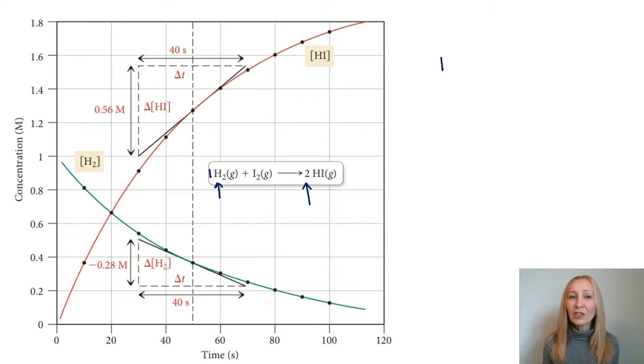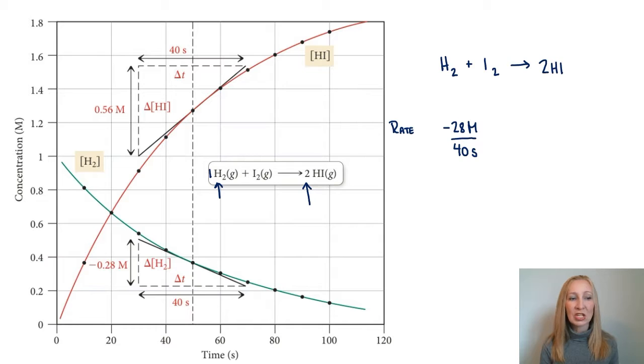We have hydrogen combining with iodine to give us 2 molecules of hydrogen iodide. So it's a 1-to-1-to-2 ratio. Now I'm going to write the rate, and I'm going to use the numbers that are given here in this graph. We're losing 28 molarity. So this is concentration. We're losing 28 molarity per 40 seconds.